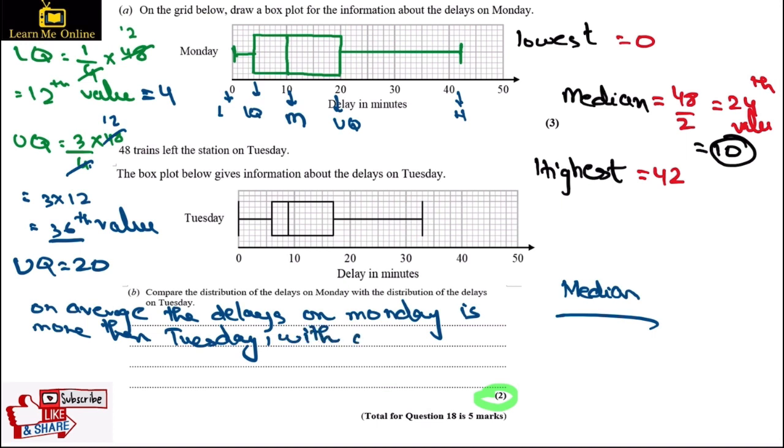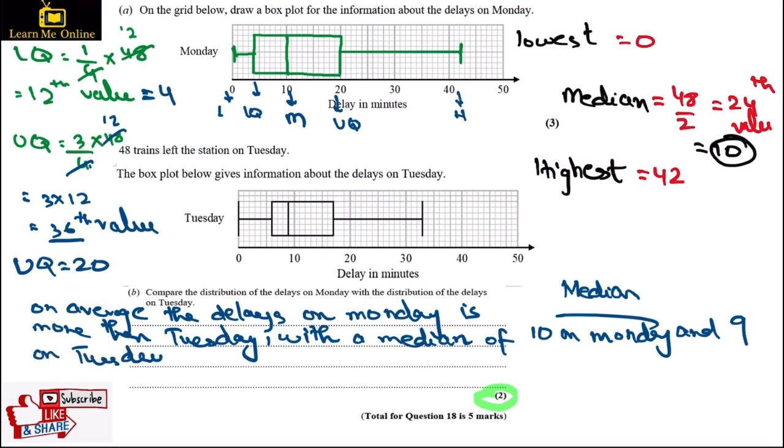So you say that with a median of 10 on Monday and 9 on Tuesday, this is what you're going to write down. And so you say that on Mondays there's going to be more delay as compared to Tuesday because of comparing the median values. You get 1 mark by writing down one thing using the median. The next thing you can use is the spread. It could be with the interquartile range or just with the range as well.